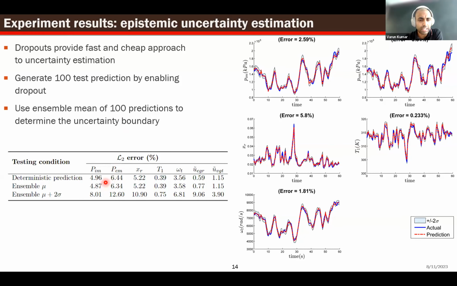What you see is that even with an ensemble prediction, the error is still relatively similar to what we had with the deterministic prediction. The maximum error that you could expect to see was around 12.6%. This is at the 2 sigma boundary, the 12.6% error that you might expect to see.